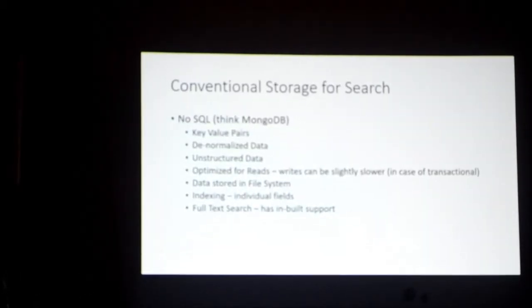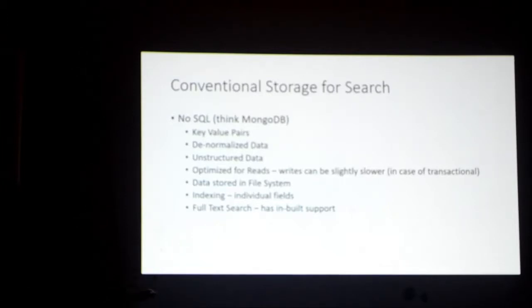Next, obviously, people transitioned from SQL to NoSQL. Everybody's familiar with NoSQL. Shivang gave a talk on Mongo as well, on what NoSQL is used for. There, the storage is mainly key value pairs. The idea is to denormalize data, which is great because that's what search wants too. It's unstructured data, which doesn't really play well. It's also optimized for reads, so really fast reads, but writes can be slightly slow, and that's exactly one of the search requirements.